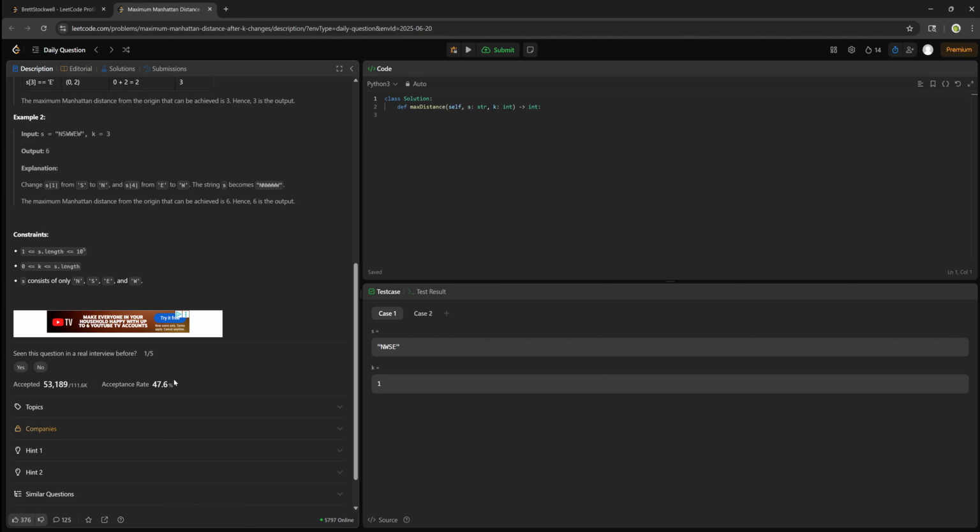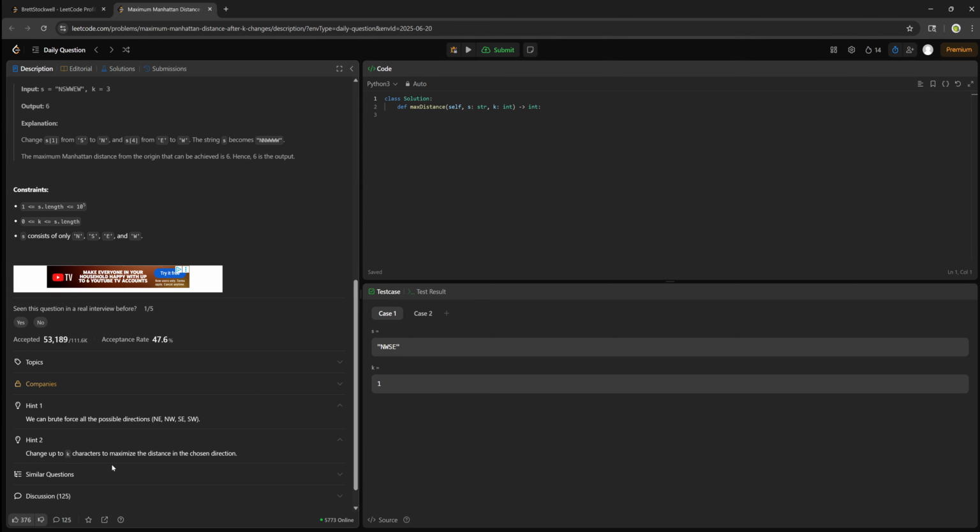Sure, it's a medium problem, but it only has a 47% acceptance rate. The last one we did had an 80 and it took me 45 minutes, so I'm kind of scared. I think we need a hint. Okay, sure. We can brute force. Is brute force really the option, though? Change up to k characters to maximize the distance in the chosen direction.